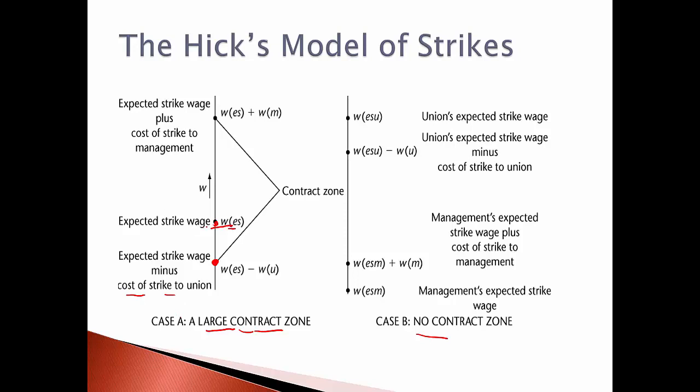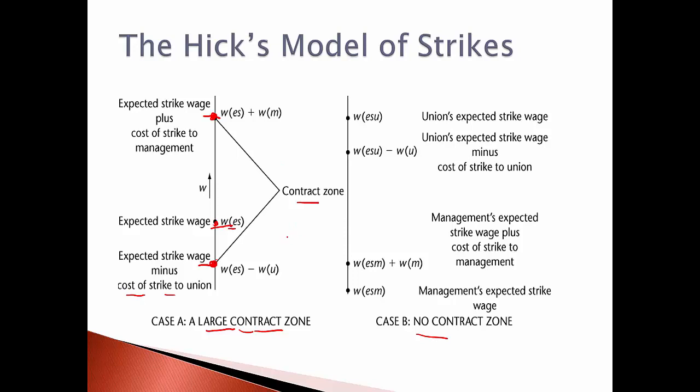If we look at that strike wage and we add to that the cost to management of going on strike, we get an expected wage, or an expected expense really, of right here. So we should be able to find a wage that we're willing to pay the workers that's somewhere between here and here. We should be able to find a wage that management is willing to give and the workers are willing to accept. There is a zone inside which we can come to a compromise.